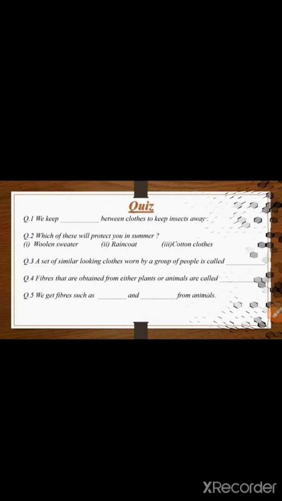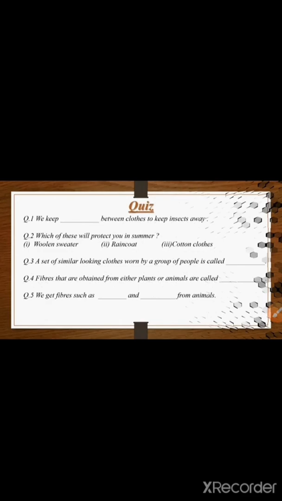Question number 2. Which of these will protect you in summer? Woolen sweater, raincoat, cotton clothes. It's very easy. What cloth do we use in the summer season? Number 3. A set of similar looking clothes worn by a group of people is called what? You wear it when you are coming to school. What do we call this?